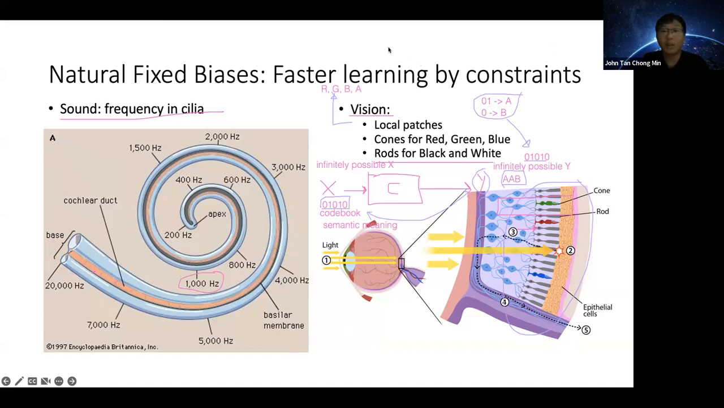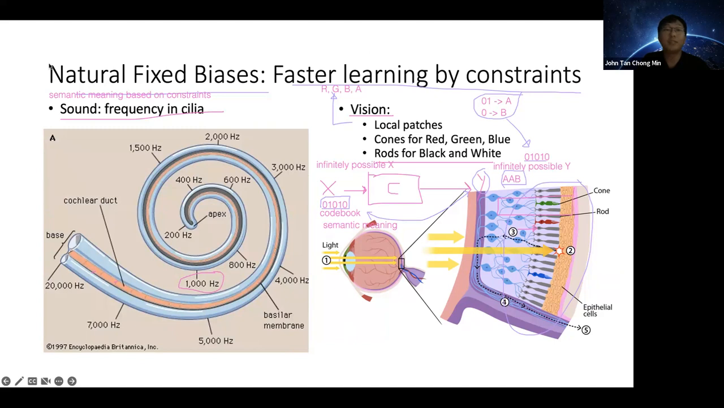What our natural fixed biases give us is faster learning by constraints. And at the same time, it also gives us semantic meaning based on the constraints. Which is quite cool, because it means that all of our perception right now is based on what we can perceive, and we attach semantic meaning to what we can perceive. So it's some form of constraint, and yet at the same time, it also gives the meaning. So yeah, it's a double-edged thing.